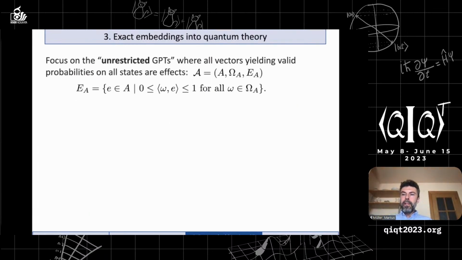Now let's see what we can say in general if we focus on so-called unrestricted GPTs. So these are mathematically very nice GPTs where the states and effects are perfect duals of each other. So every vector that you can write down, which would give you valid probabilities on all the states, is actually an effect that you can implement. Quantum theory has that property, also classical probability theory. It's not what you would find in the lab. You would find some noisy stuff where not all effects can be implemented. But let's assume for now that you have an ideal unrestricted GPT of that kind.